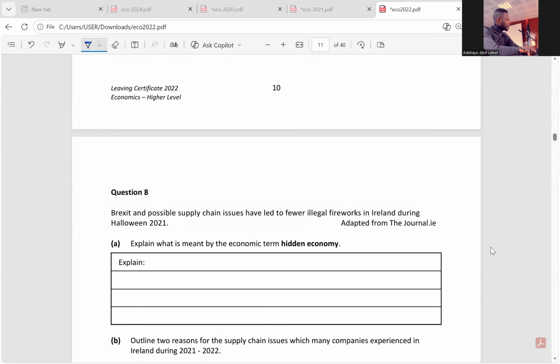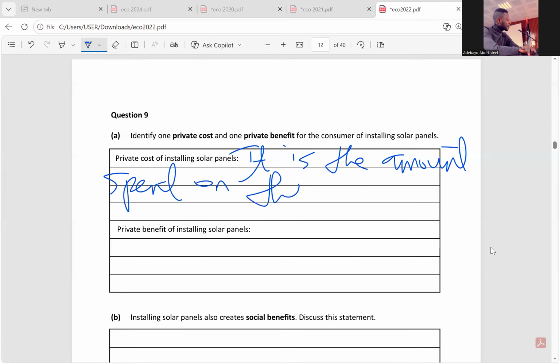Identify one private cost and one private benefit for a consumer of installing solar panels. The private cost is the amount spent on the installation. That is the private cost, the amount spent on the installation.